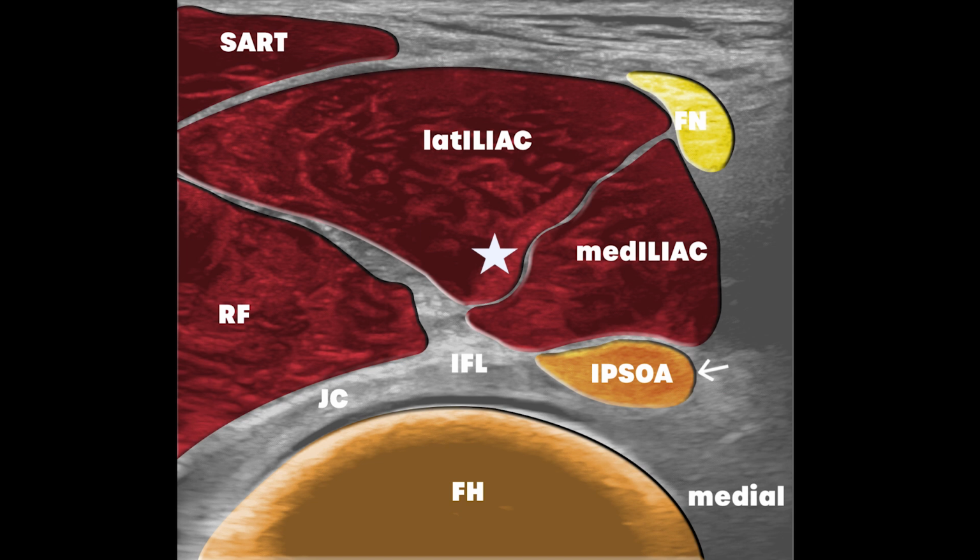The iliopsoas tendon is positioned directly over the joint capsule. Gradually move the probe cranially until the lateral anterior inferior iliac spine, AIIS, becomes visible. The AIIS is the first bony structure that appears when moving the probe cranially. Note that the AIIS is located slightly lateral.